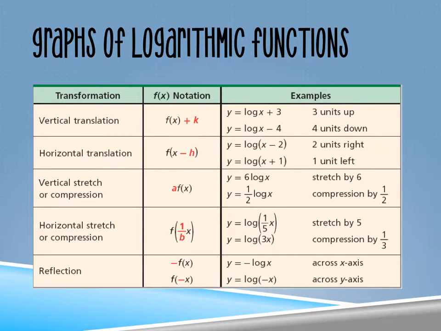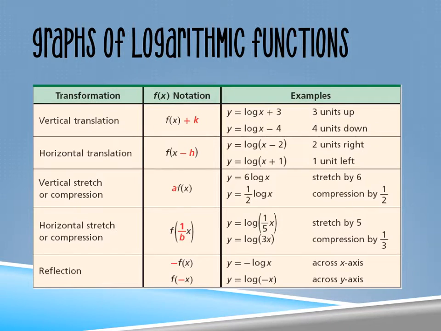All of that was based on exponential. It's exactly the same for a log. If it was after the log itself, not in the parentheses, then it's going to be a vertical translation. If it's in the parentheses, it's a horizontal one. If it's on the front of the word log, then it's a vertical stretch or compression. True to what it is, so if it's 6, it's a stretch. If it's half, it's a compression.